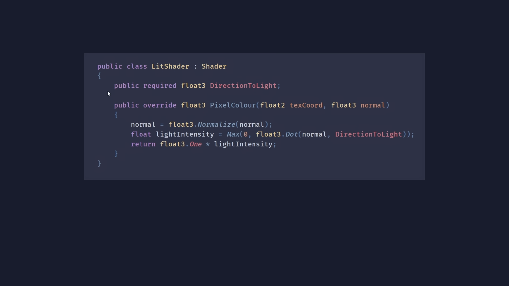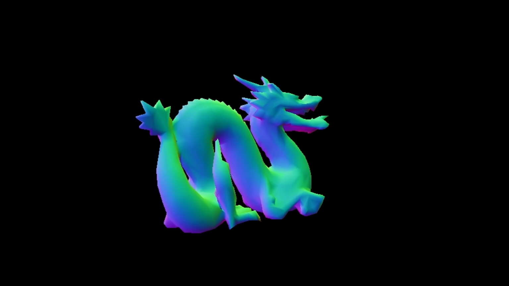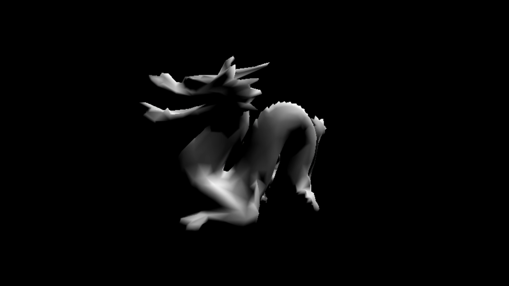Therefore, in our shader, I've added a setting for the direction towards the light and dotted that with the surface normal to calculate the proportion of light hitting the surface, as we saw. This will be negative if the light is pointing away from the surface, so it's worth just clamping it to 0, since negative light doesn't make much sense. But we can then output that as the color of the pixel, and just like that, our dragon is lit.